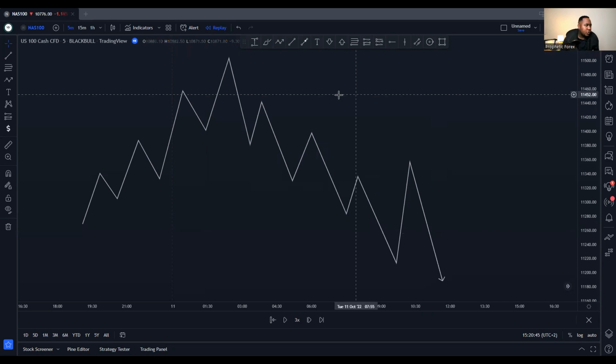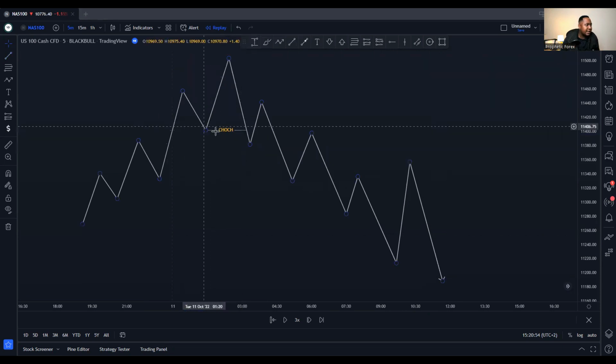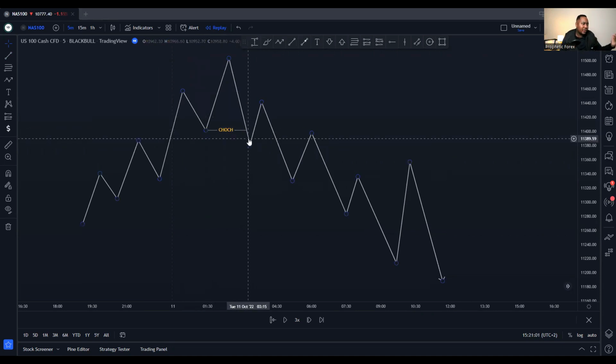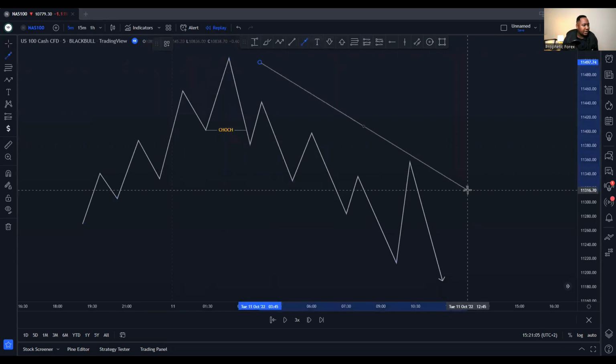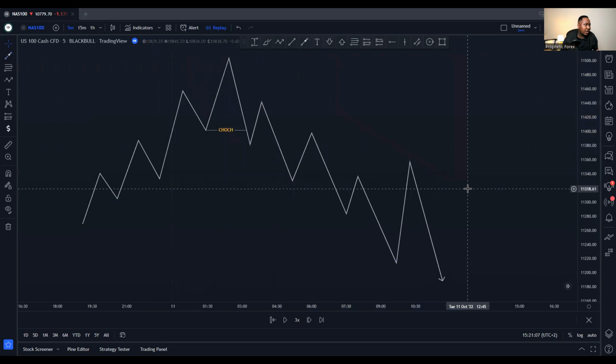Okay, so as you know, previously I spoke about reversals, which was identifying a change of character, which is basically taking the previous higher low. When the market breaks it, we can say that's a change of character. And of course, that will validate that we now have our trend, which will be a bearish trend, as we've already concluded.